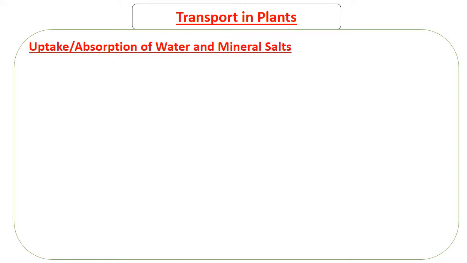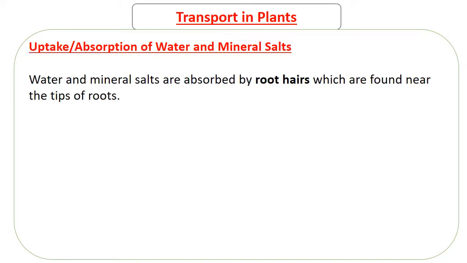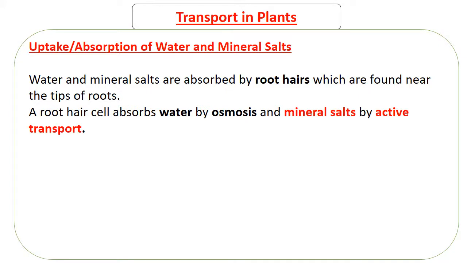We know that water and mineral salts are absorbed from the soil by root hairs, which are found near the tips of roots. A root hair cell absorbs water by osmosis and mineral salts by active transport. So 2 processes, each involved in absorption of one particular substance: osmosis, water, and active transport, mineral salts.